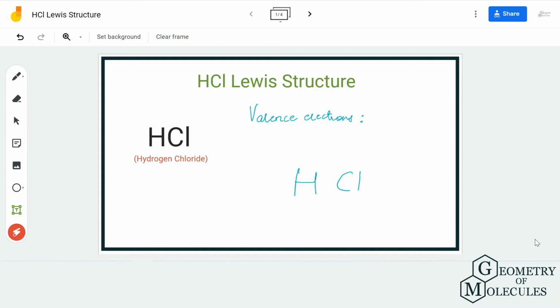So both these states are valid, but we only have one Lewis structure for both these states, because obviously only the state of the molecule is different, but the Lewis structure remains the same.